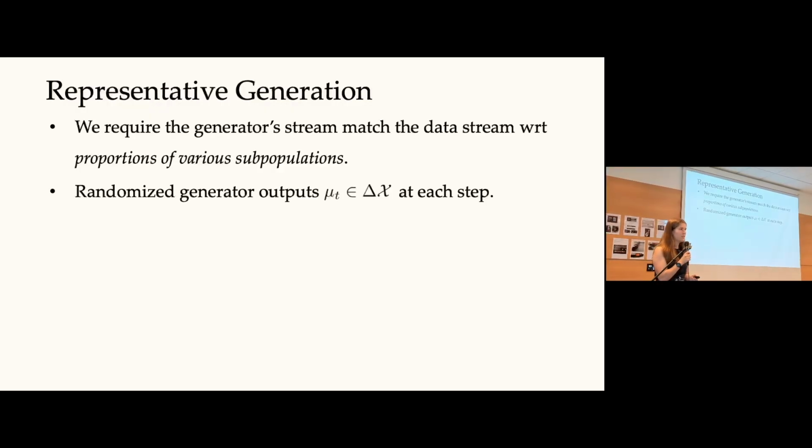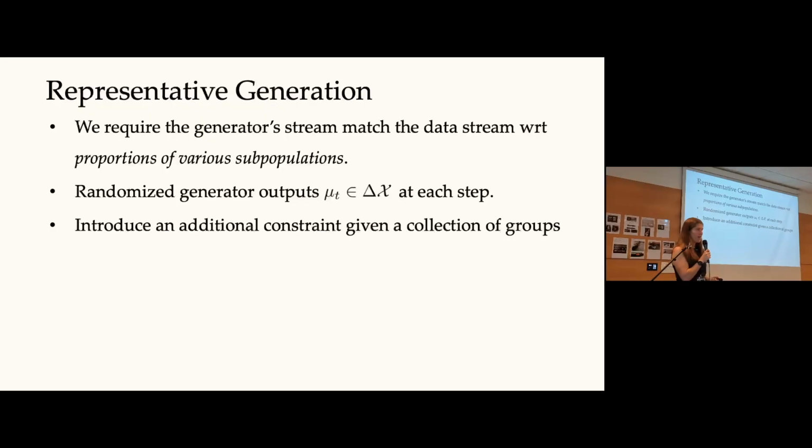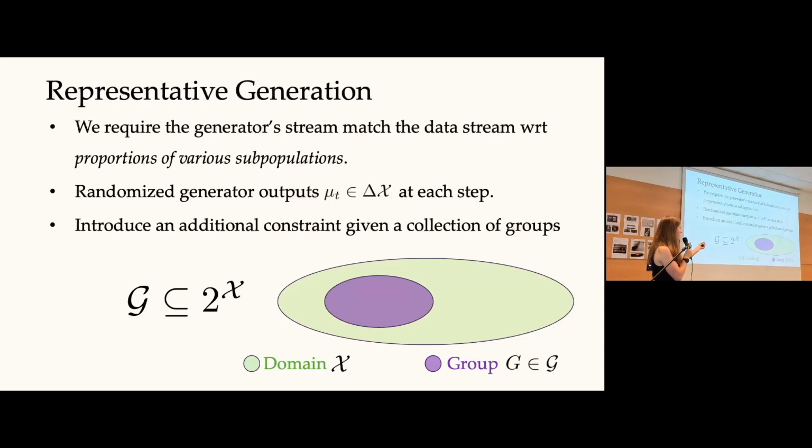In order to do this, we're going to make a small change to the model. Rather than just outputting a single element at each step, we're going to ask the generator to output a distribution. This means we can get a sense of the generator's belief over many different items rather than just a single element. We'll define our notion of diversity with respect to a collection of groups. A group is just some subset of our domain X. We're going to predefine some collection of groups that I'll call curly G.